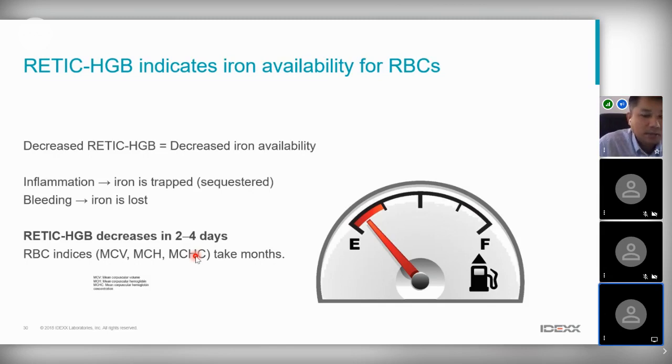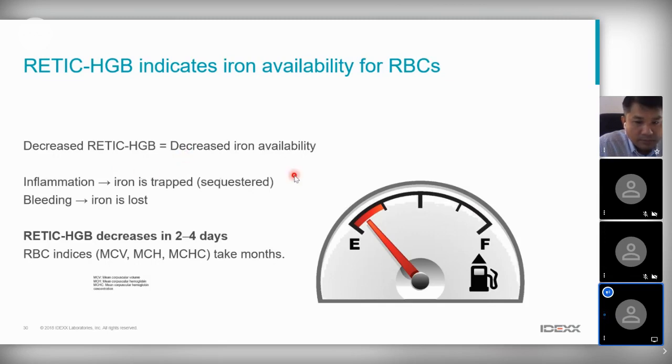So a decrease or increase in retic hemoglobin is directly proportional to the iron availability. A decreased retic hemoglobin can mean a decreased iron availability as well. So this is a great screening tool for insufficient availability of iron, as the red blood cells need iron for the maturation, for the production in the bone marrow.